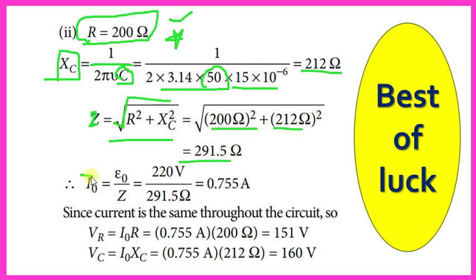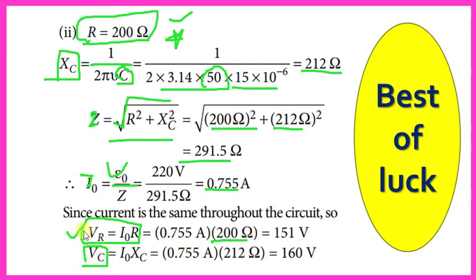Okay, so I naught comes out to be epsilon naught by Z, that is V naught. You can say V naught, I equal to V by R, as we all know. Z is nothing but the combination. So 220 volt divided by 291.5 ohm, that is current, will become 0.755 ampere. Okay, you have to find out the RMS voltage. RMS voltage would be what? VR equal to I naught into R. I naught we have already calculated, that is 0.755, into R. R would be 200 ohm, that is 151 volt.